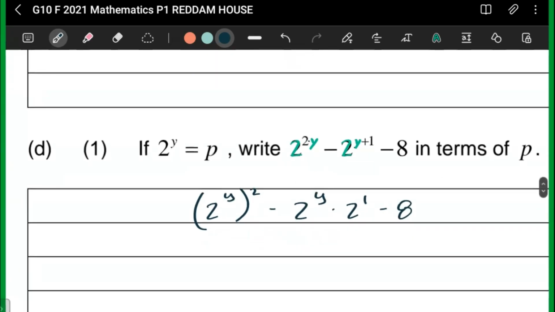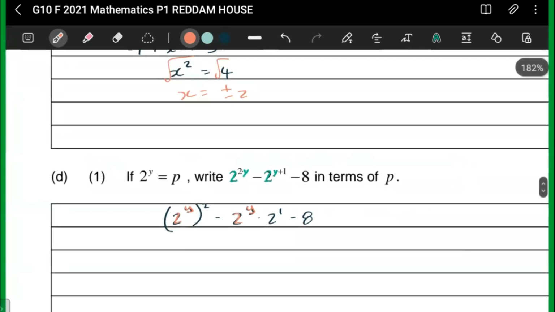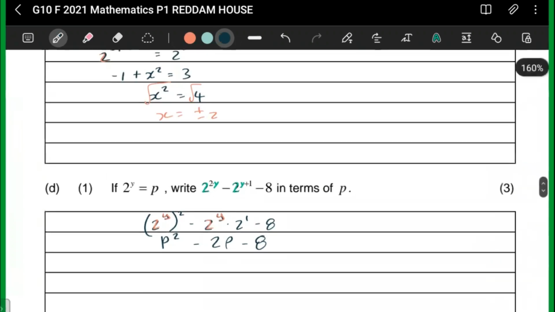So when you've done it like this, you can visibly see that this is the p that they're talking about. This is also p that they're talking about. So if they're gonna say 2 to the power of y is equal to p, and they give you this and they say write in terms of p, what you want to do first off is restructure your question so that you can easily see the 2y, and then you can just drop a p there. You see, this is like p squared. There's also like 2 times p and then -8. There you go.